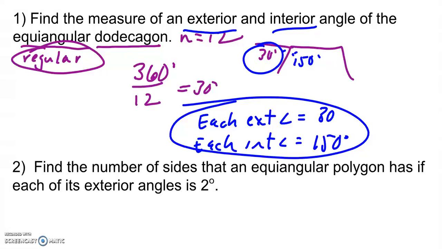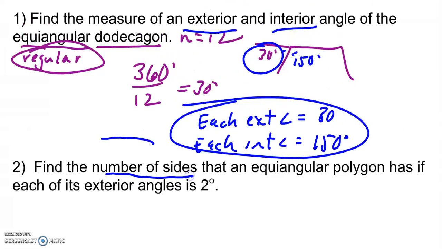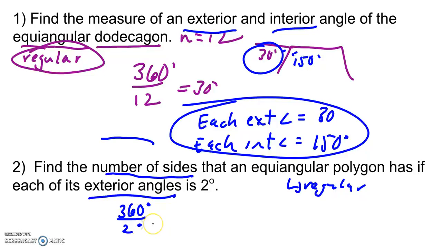The theme continues in number 2. Find the number of sides, so you're trying to find n, of an equal angular, which again really implies equilateral or regular, polygon, if each of its exterior angles is 2 degrees, pretty small. Well, because it's regular, if I take 360 total exterior degrees and then divide that by 2 exterior degrees, I would get 180.